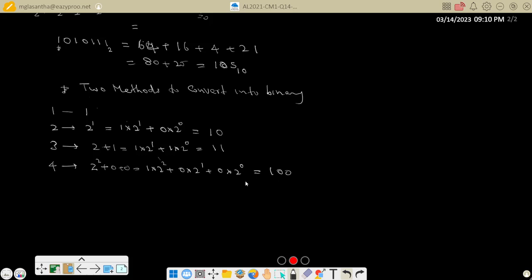Is it clear? 2 to the power 2 plus 0, 0. Yeah. 5 is, so you can write this one 4 plus 1. So this equals 1 into 2 to the power of 2 plus 0 into 2 to the power of 1 plus 1 into 2 to the power of 0. So this equals 1, 0, 1. Okay? Like that.